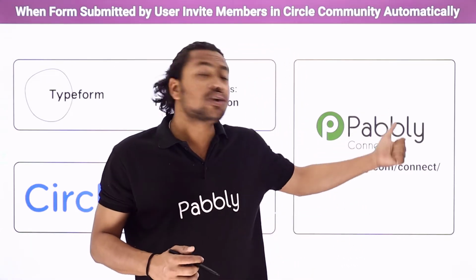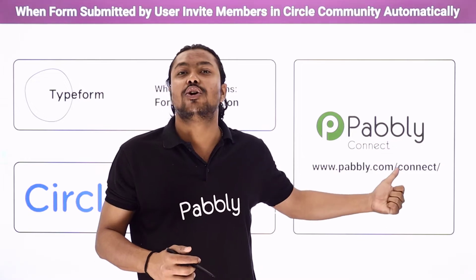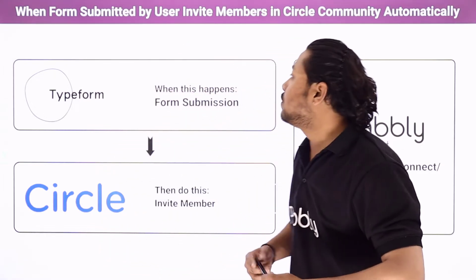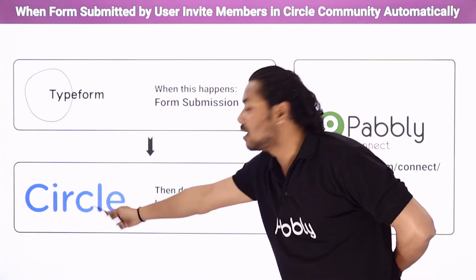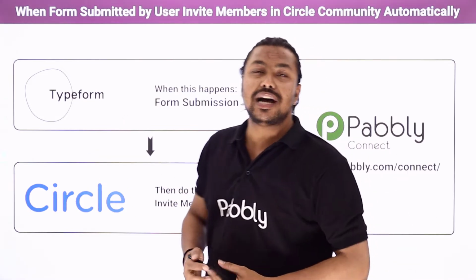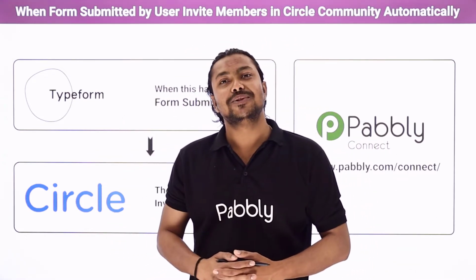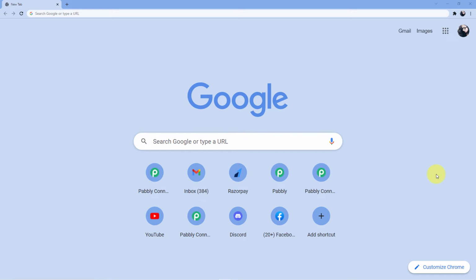To do this automation, we are going to use an integration and automation service, Pabbly Connect, which will help us connect Typeform and Circle together. If you want to learn how to do this automation, you have to come with me to the screen. And we are now back to our screen.